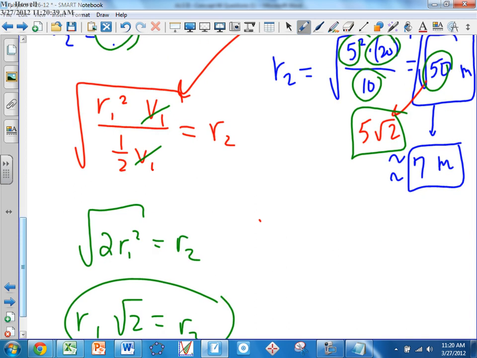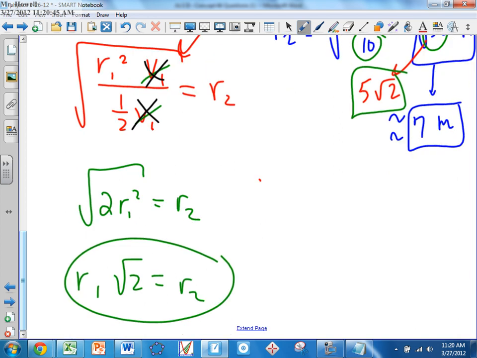The V1s both drop off on each side. We're left with R1 squared over 1/2. Dividing by 1/2 is the same as multiplying by 2. If you have R1 squared and it's a square root, the square and the square root cancel, the R1 comes outside. We can see that the second radius is not double the first radius, but the factor of radical 2 multiplied. Okay? The key point here is this.